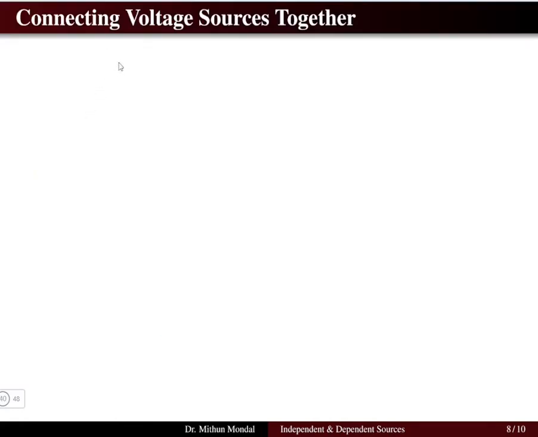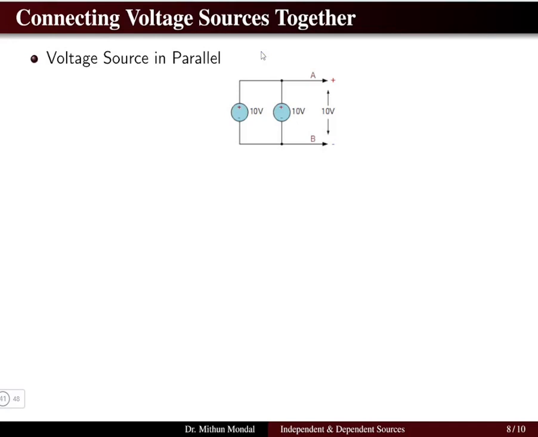Now we will see some connections. If the voltage sources are connected together, how would it be? Now, voltage sources connected in parallel. If 2 voltage sources are connected in parallel, then they should always be of the same magnitude. The magnitude should be equal, because in a parallel circuit we should maintain equal voltage.